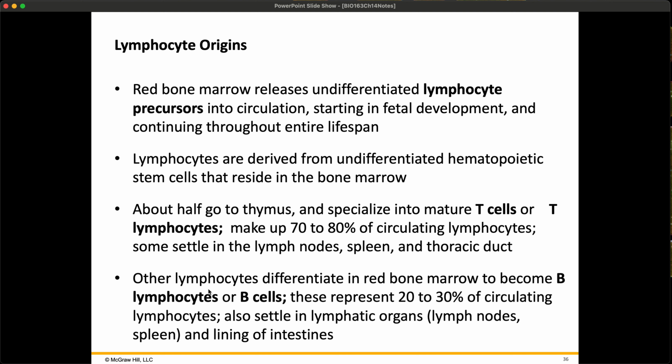The rest become B cells. B lymphocytes are B cells. I say B cells, it's just easier. With the B cells, it's basically flipped: 20 to 30% of circulating lymphocytes, and then the rest settle in those lymphatic organs for monitoring to see if they recognize any pathogens.